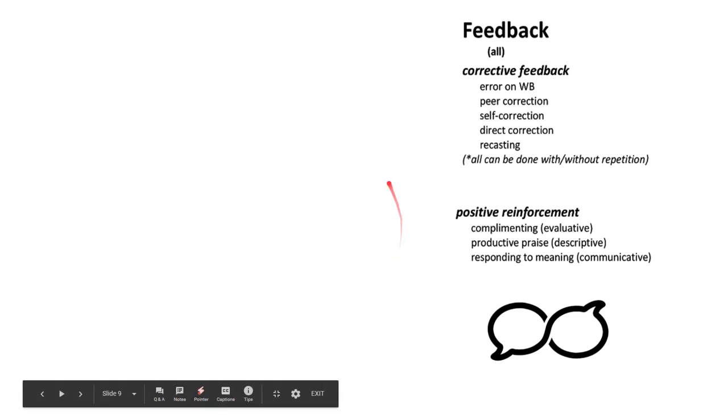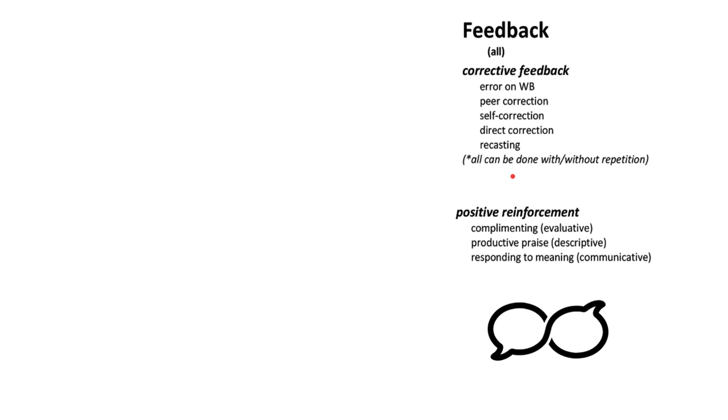And this brings us to our final category of feedback. Corrective feedback. Any of these could be done with repetition. Any of these could be done with a whiteboard. Peer correction. S1, one of your peers said this. What do you think? Can you help her? Notice we don't say the other peer's name. This isn't time to shame anybody or to embarrass anybody.